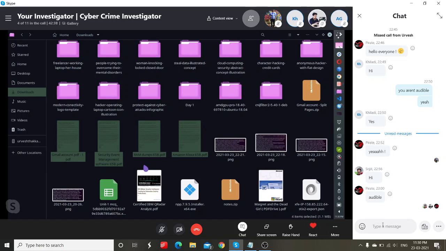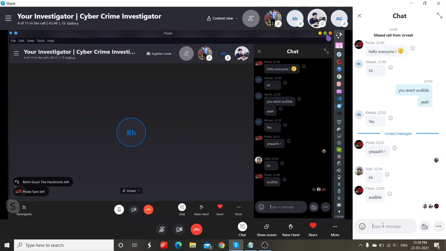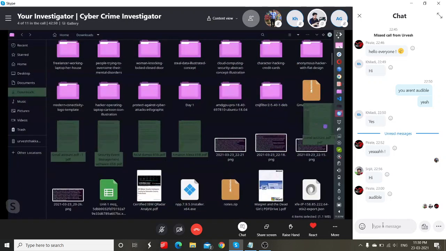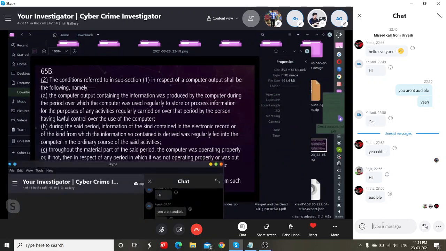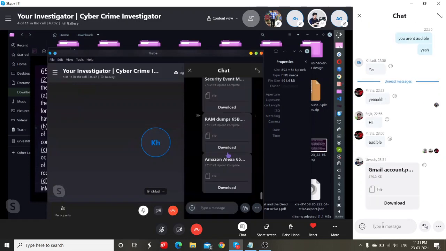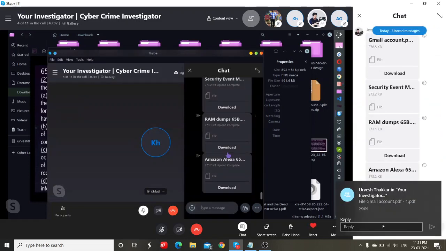So this is how it is in the Indian Evidence Act and Section 65B. Just sharing these four certificates as a reference for you all. Here they are. Uploading on Moodle also. Will be uploaded on Edmodo also very soon.